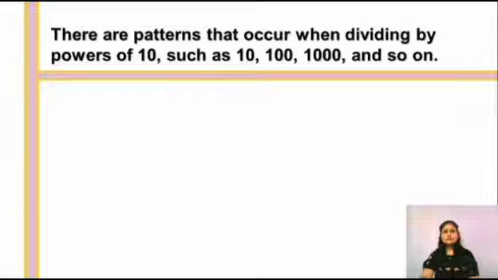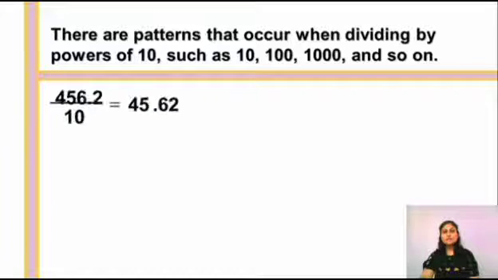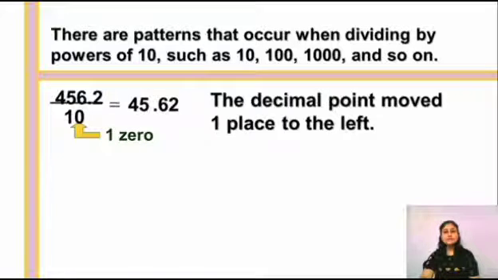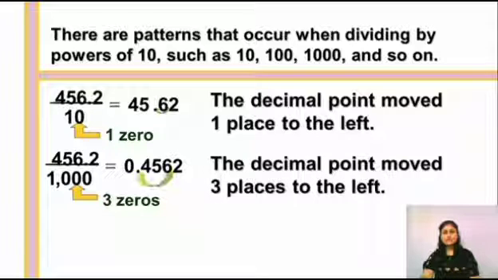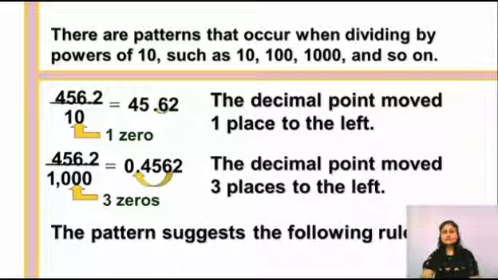There are patterns that occur when dividing by powers of 10, such as 10, 100, 1000, and so on. For example, 156.2 divided by 10. So we move this decimal point to the left side by 1 position, because we have 1 zero. Now, in the next example, we have 1000 in division. So we move this decimal point to the left side by 3 positions.